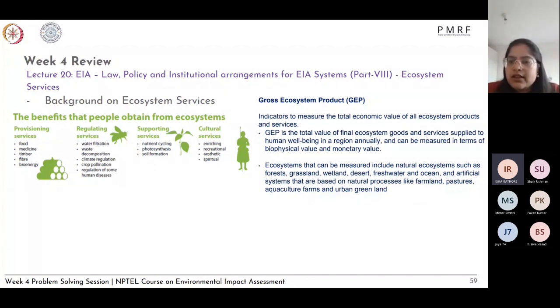And then the ecosystems that can be measured include the natural ecosystems like forests, grassland, wetlands, desert, freshwater, ocean. And it can also include artificial ecosystems, which are like farmlands, pastures, aquaculture farms, urban greenland. So these are basically indicators which are used to measure the economic value of ecosystem services.